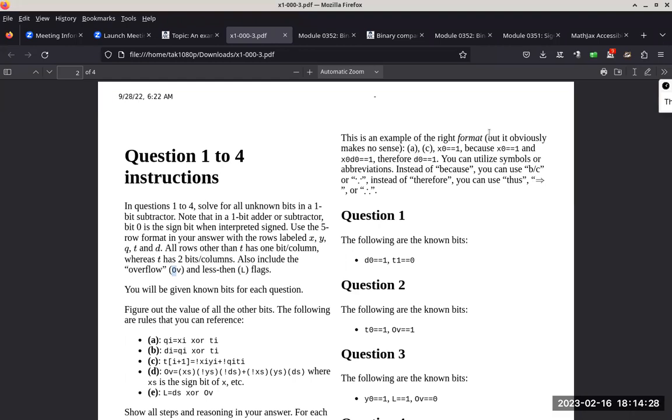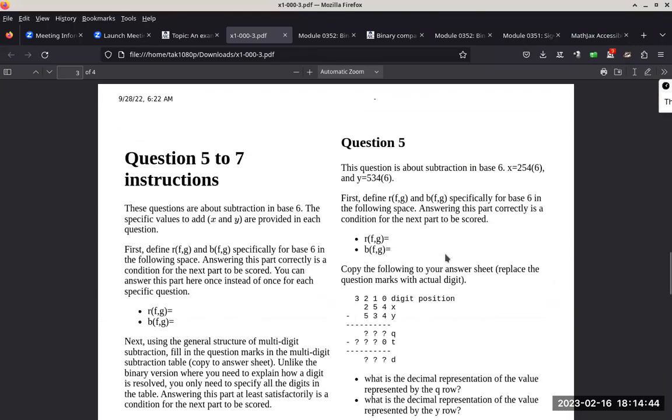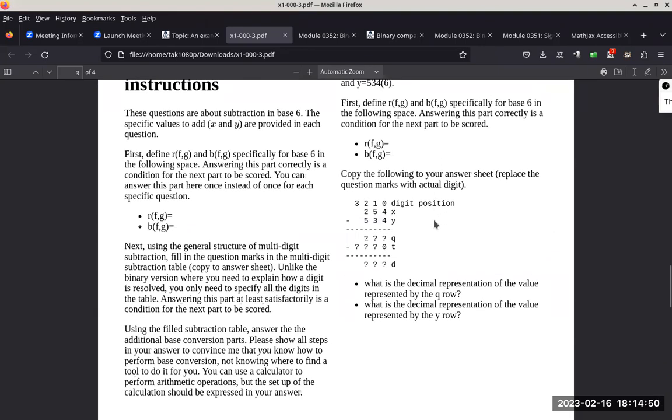Yep. These are all subtraction, right? Yes, because the question says, this is a 1-bit subtractor. This is, oh, never mind this. Sorry. All right. So the first 4 questions are very similar in nature, and then we have questions 5 to 7 being similar in nature. So we'll go ahead and read the instructions first.